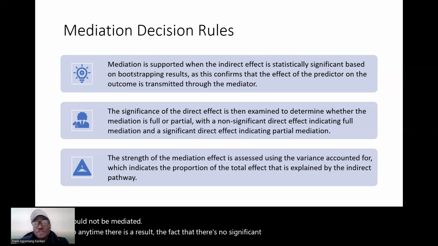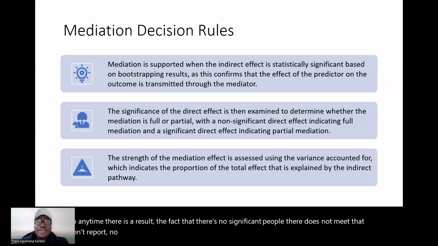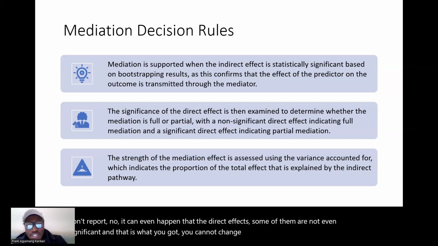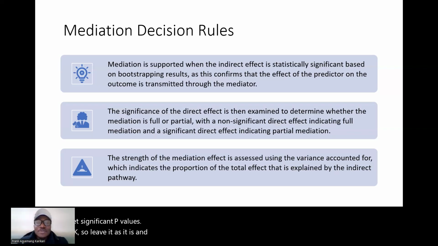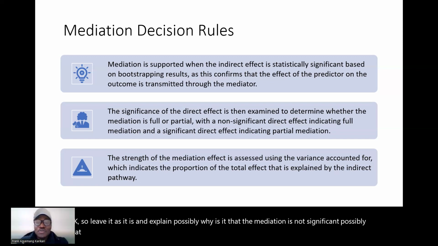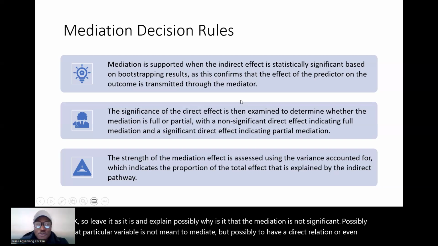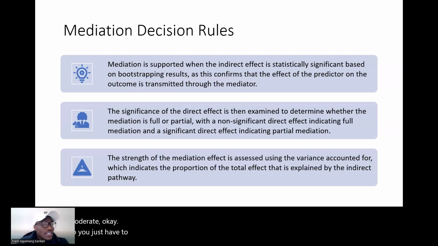Anytime there is a result, the fact that there's no significance does not mean that you don't report. It can even happen that some of the direct effects are not significant. And that is what you got. You cannot change that. The purpose of research is not to get significant p-values. So leave it as it is and explain possibly why the mediation is not significant. Possibly that particular variable is not meant to mediate, but to have a direct relationship or even moderate. So you just have to discuss why the relationship is not the case.